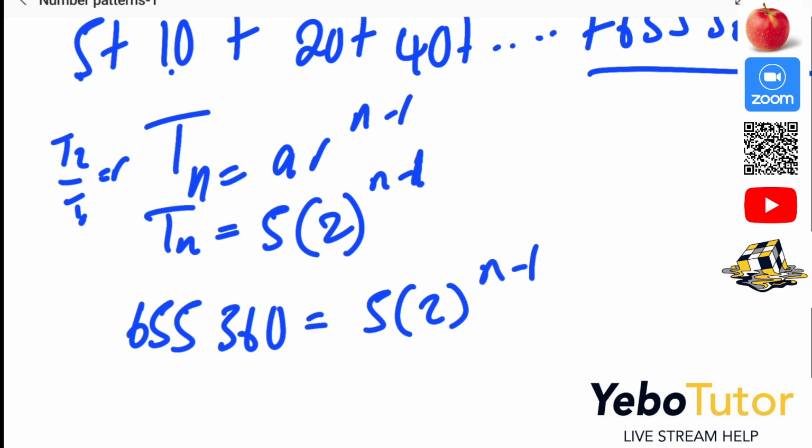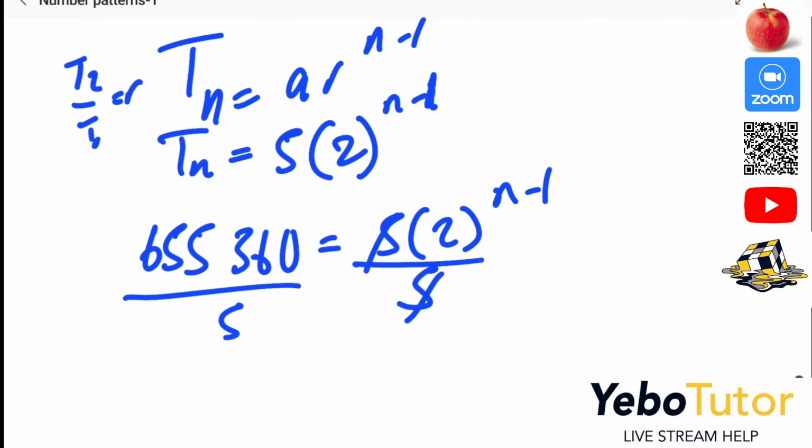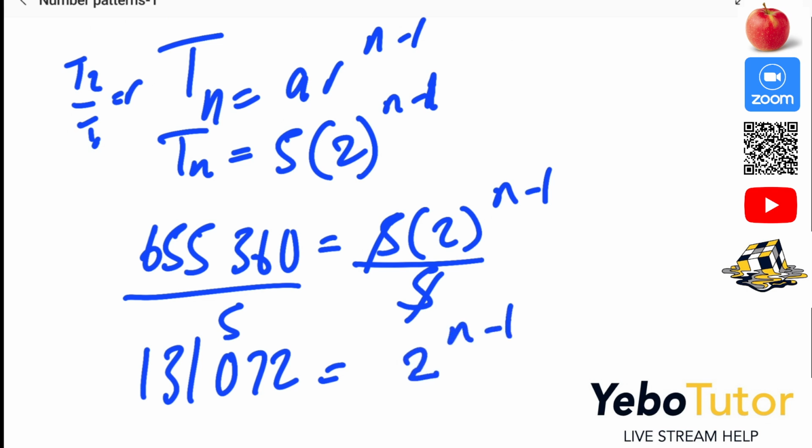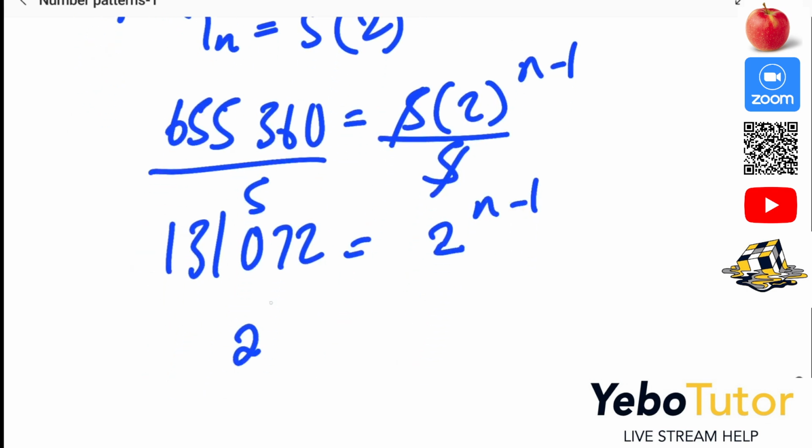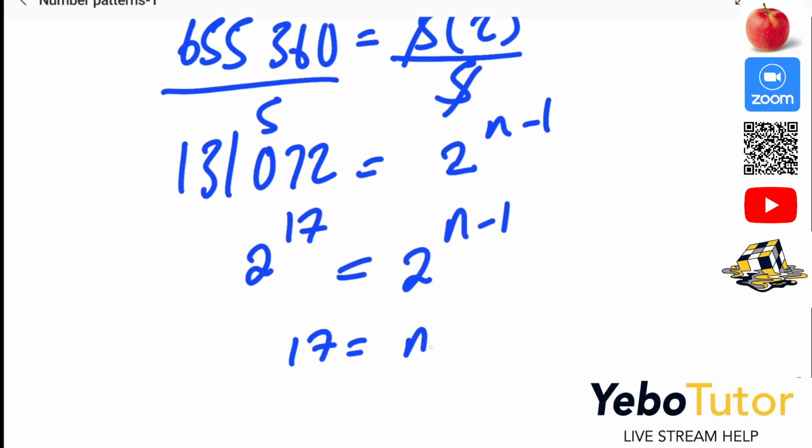Then we can play around with our rules of exponents. Divide both sides by 5. This and this will cancel. Then 655,360 divided by 5 gives 131,072, which is equal to 2 to the power n minus 1. Then of course we can write 2 to the power 17. You press your calculator to get the factors, then 17 is equal to n minus 1, and therefore your n will be 17 plus 1, which is equal to 18.